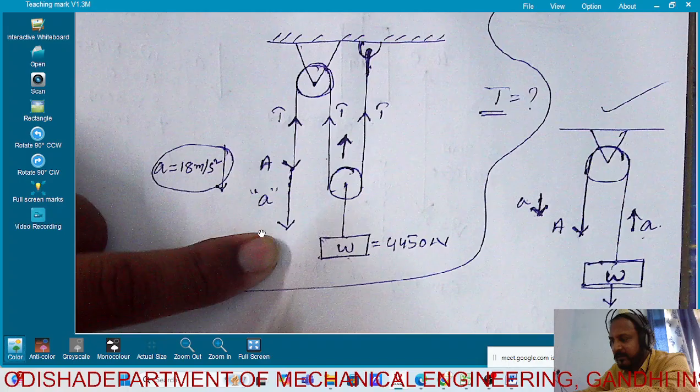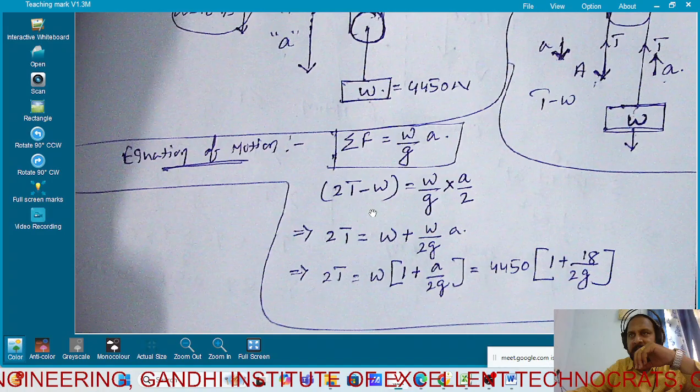Again, same method. Clear? A is given to you. How much is a? 18 meter per second squared. Yeah. So let us solve this. Can anyone say the answer? 4450 into 1 plus 18 by 2 into 9.81. What is the answer?